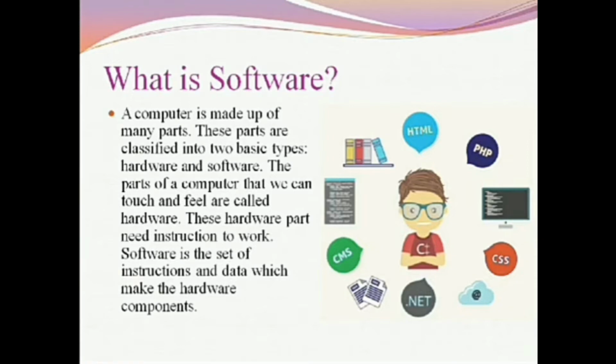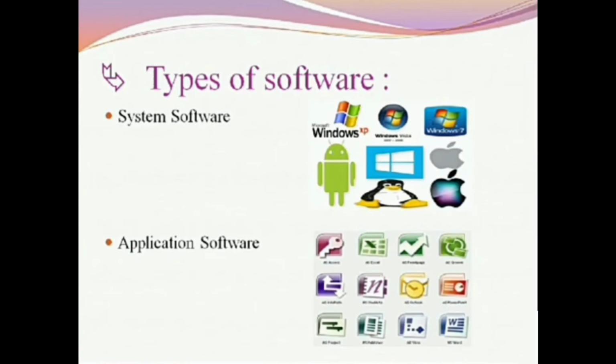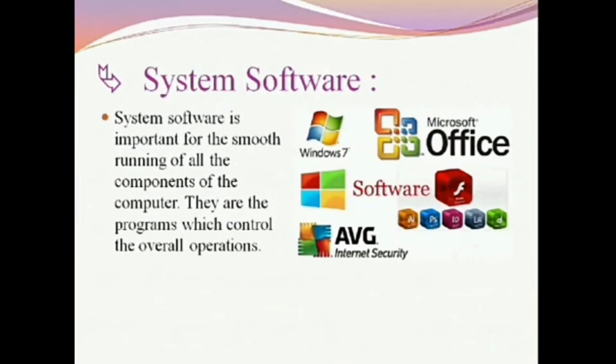So now we are going to learn about the next thing, that is types of software. As we know, software is of two types. How many types? Two types: system software and application software. In this picture we see many of these software that we use in daily life. So let's come to the next slide, that is system software.